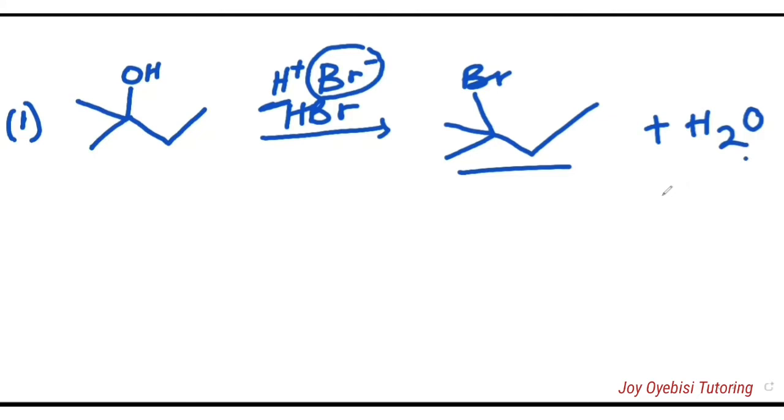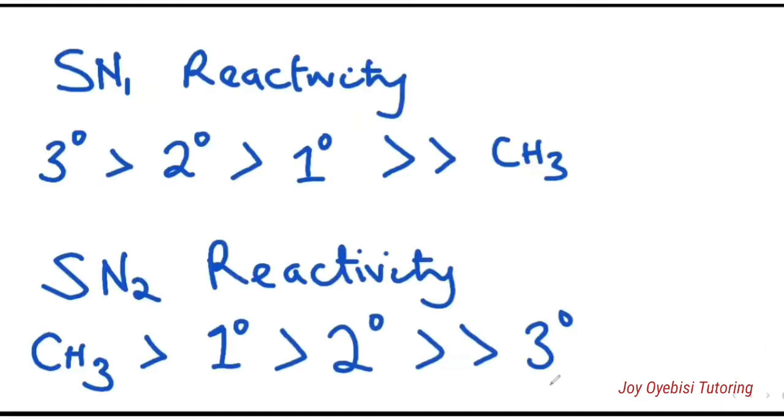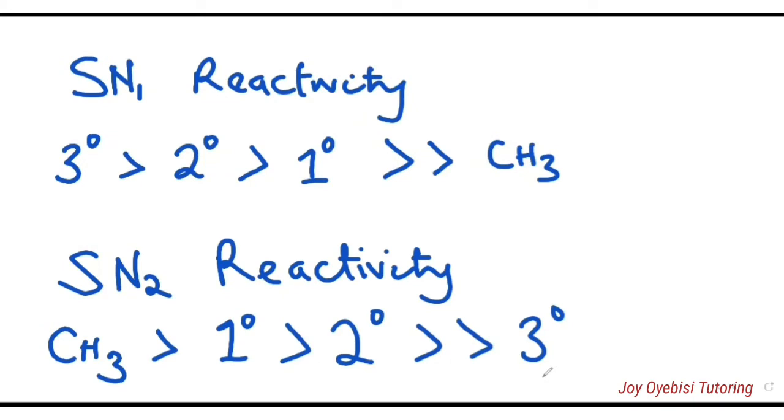How do you determine which mechanism you are writing? So we have two mechanisms in substitution reaction. We have the SN1 and we have the SN2 mechanism. Now the SN1 mechanism, the first thing we need to know is that the reactivity for SN1 is that tertiary carbocations are much more reactive than secondary carbocation, which is more reactive than primary, and of course methyl group.